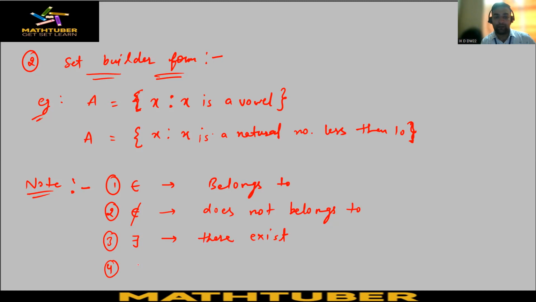And fourth is, if we cross it, then there does not exist. There does not exist, right? So these are the symbols which we are going to use in this chapter. And there are a lot more symbols which we are going to use. We will study them one by one.